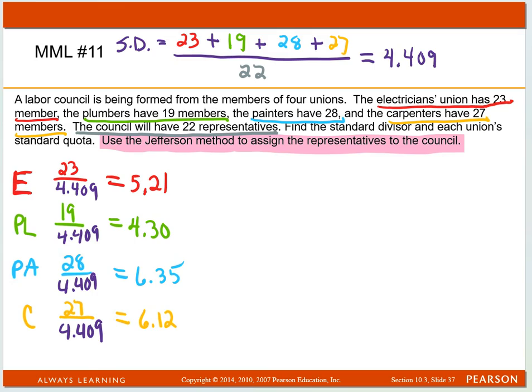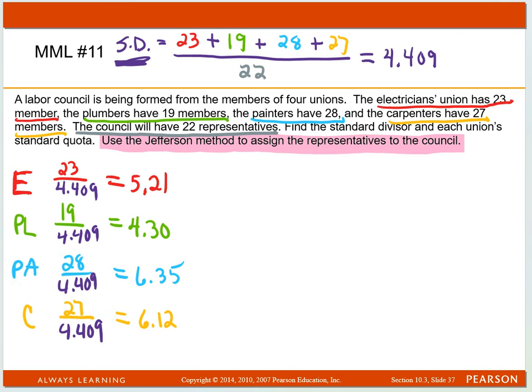And I had to find the standard divisor, so I did that up at the top right, where's my purple color? Right here. The standard divisor: I add the 23, the 19, the 28, and the 27, add that up, and then it says the council will have 22 representatives. I underlined that in gray, so I divided by 22. On this one, I took it out 3 places because of that 0.